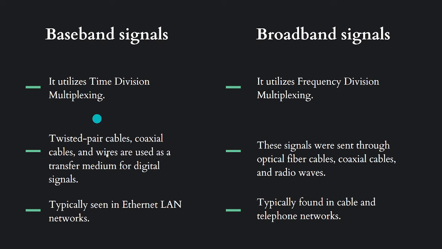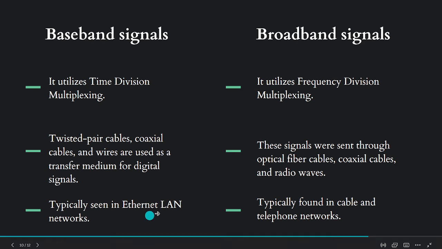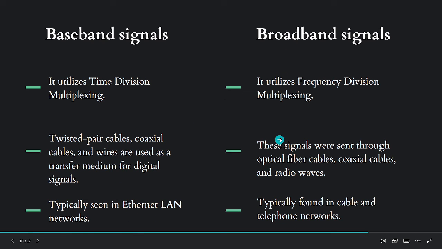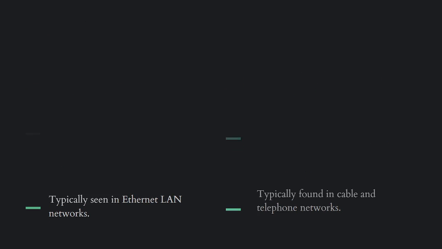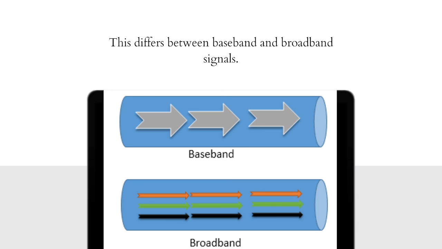In application, baseband signals are used in Ethernet LAN networks, and broadband signals are mostly found in cable and telephone networks. Same thing, that is one signal and multiple signals.